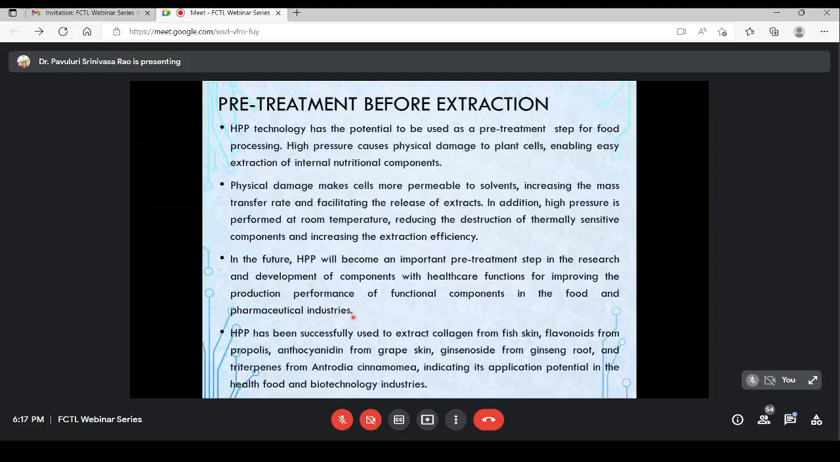One specific example which I already showed is the application of saffron extracts. That's where we are getting a good quality extract which can be used as a functional component. High pressure processing has been successfully used to extract various bioactives like collagen from fish skin, flavonoids from propolis. So we have several such examples.